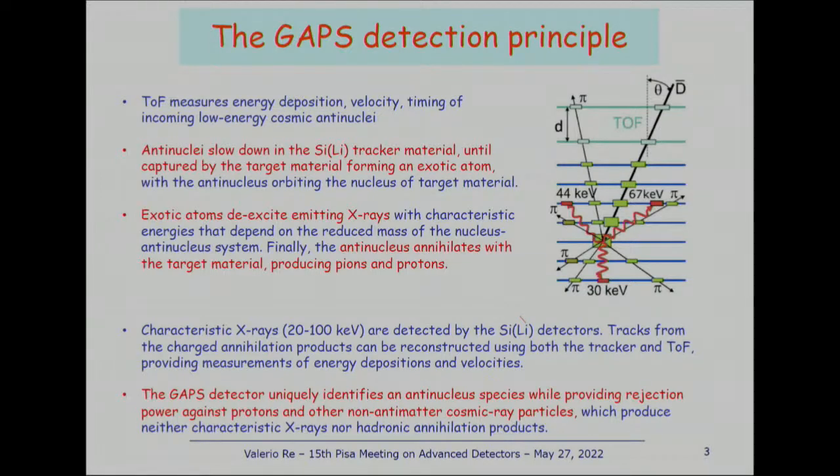So the Si(Li) detector has the function of detecting the characteristic X-rays with energies varying in a range roughly between 20 and 100 keV. This detector also has to measure the tracks of the charged annihilation products. This provides identification of the antinucleus and provides rejection against protons and other kinds of background.